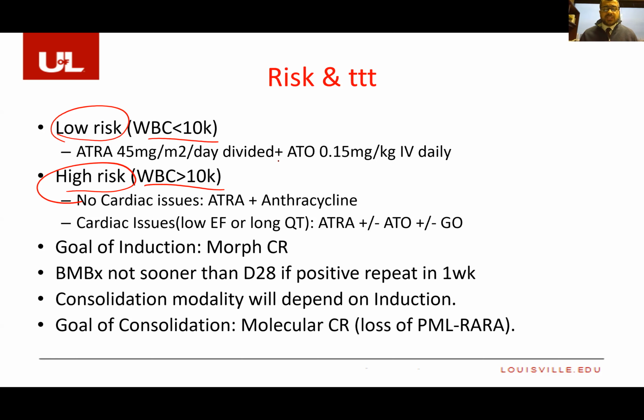Look at the white count on the CBC. If it's less than 10,000, that's called low risk, and you treat it with all-trans retinoic acid. It's an oral drug. And ATO, arsenic trioxide. It's IV, and it's given once a day. Versus if it's high risk, we need to use anthracyclines, meaning ATRA plus anthracyclines, and that's the regimen that we use. You might have people still using plus or minus ATO in induction.